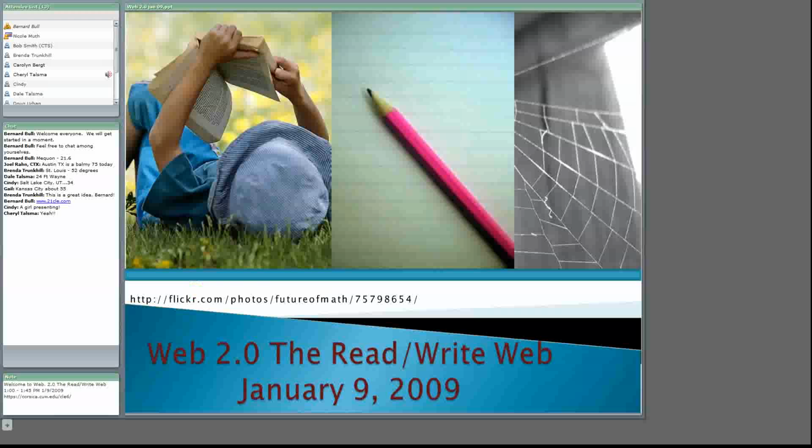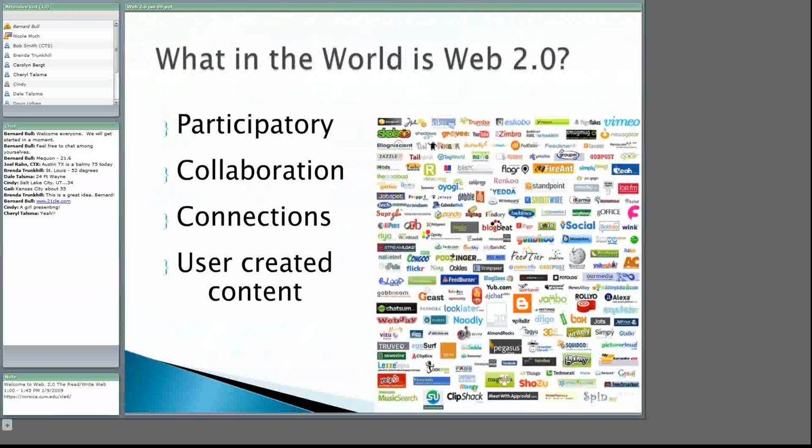First, I thought we would talk about what in the world is Web 2.0 before we get started. The internet used to consist of several static pages of information that users read, viewed, and then used. Now, the content is becoming much more participatory.